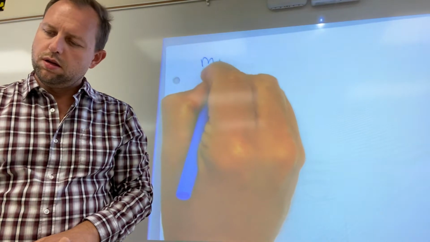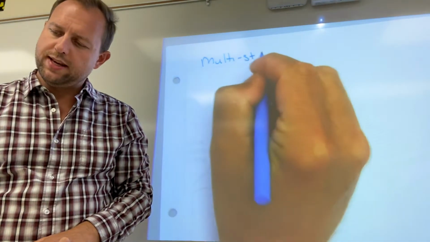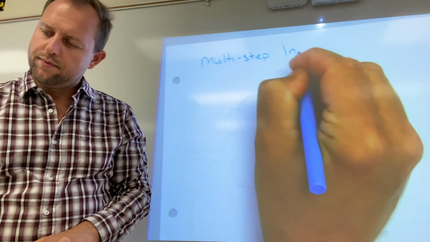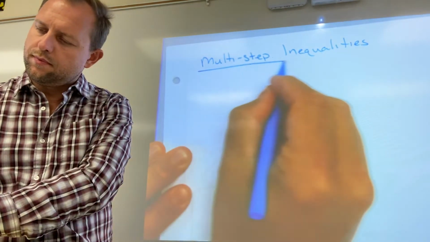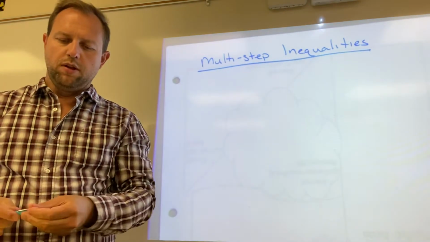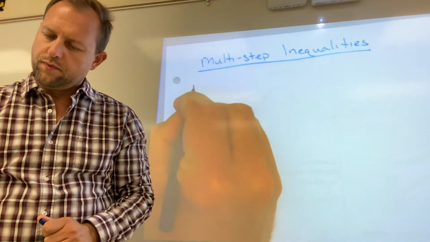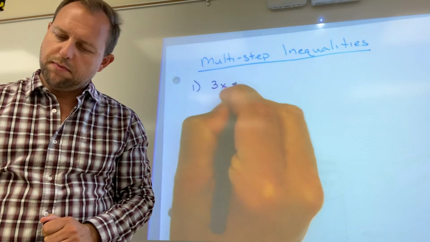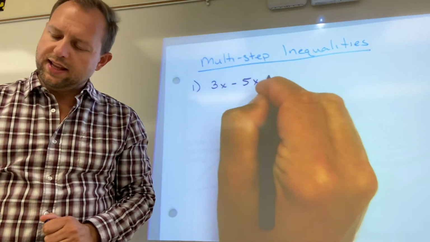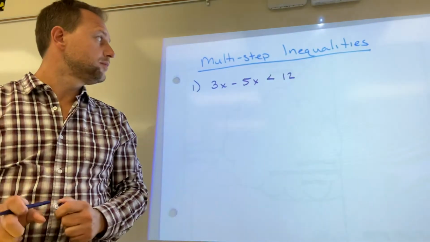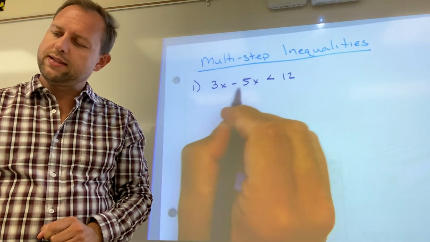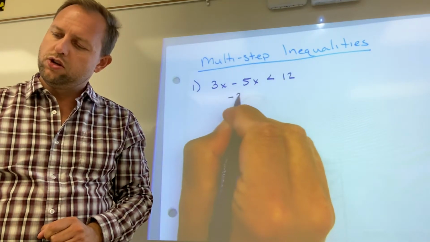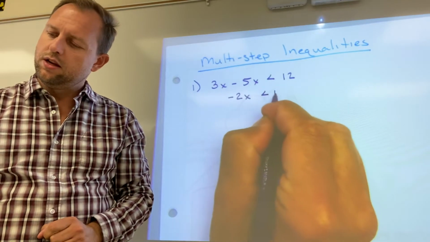Okay, we're going to look at multi-step inequalities today. Our first example: 3x minus 5x is less than 12. We combine like terms. The 3x and a negative 5x is negative 2x less than 12.